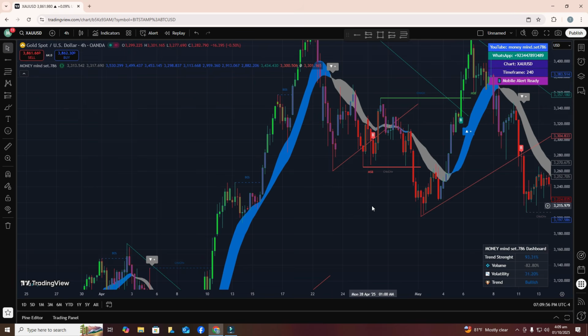Beginners, use this indicator. This is such an indicator that if you understand it, you will never incur a loss from trading in your life.